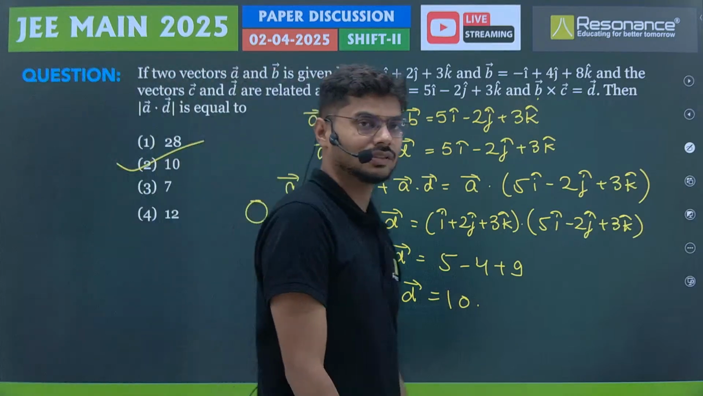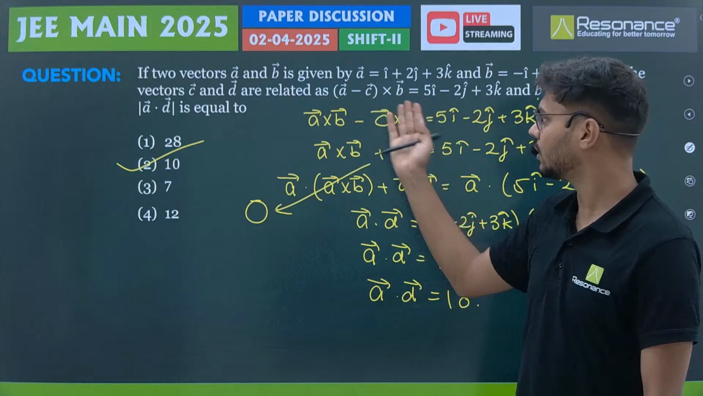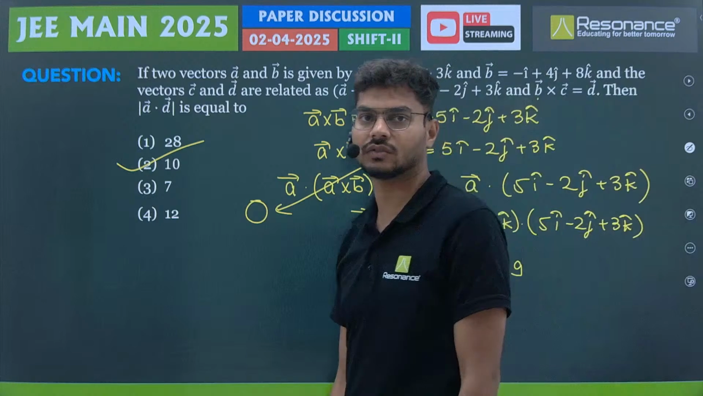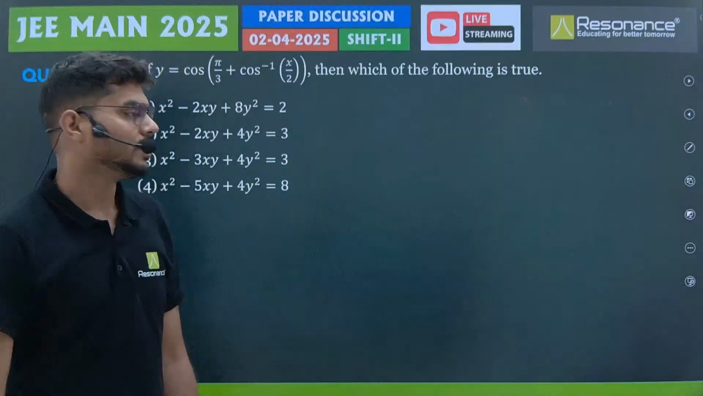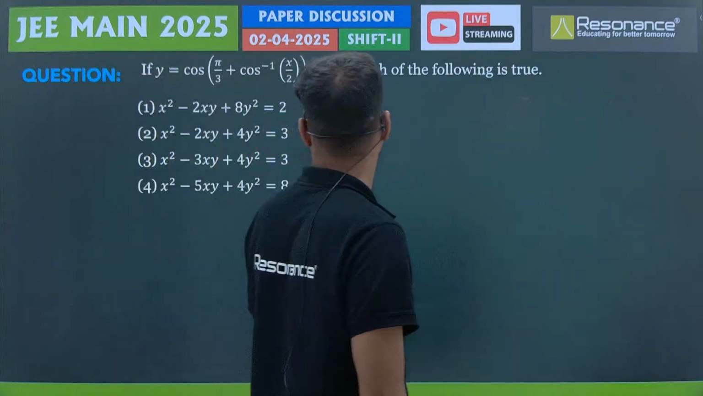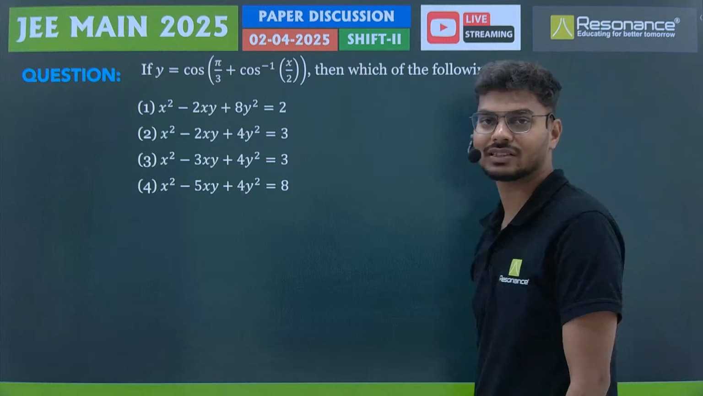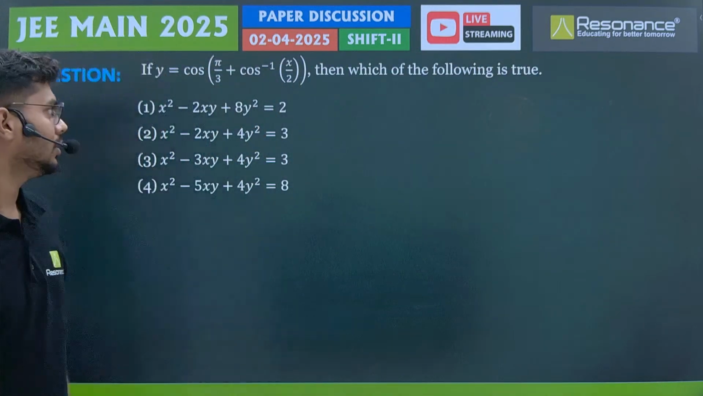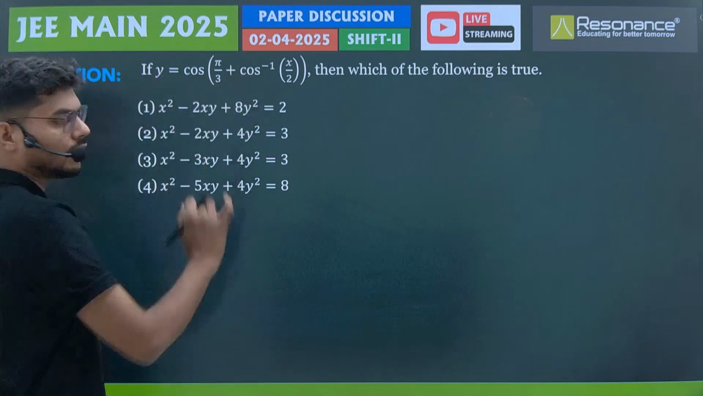So a very simple problem based on vectors. You just have to multiply it and everything is there, right? Within 5 steps, you can get the answer of this question. So moving on to the next question, which is based on the inverse function. y equals cos of pi by 3 plus cos inverse x by 2. How to solve? I have to find a relation between x and y, right? So I can open the formula.